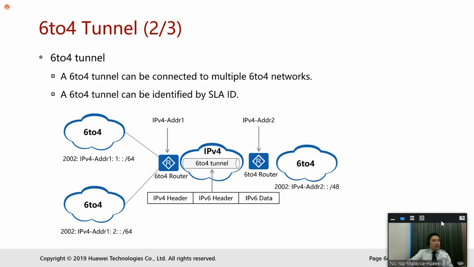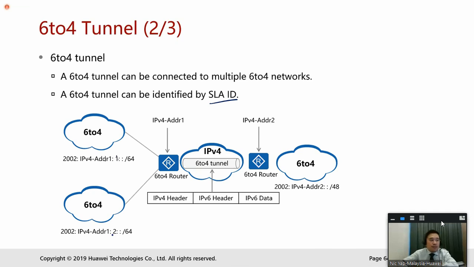Okay, so a 6to4 tunnel can be connected to multiple 6to4 sites. You can identify them using the address 1:2, by using the site SLA ID. Site 1 and site 2 are communicating to this single site on the other side. So you can use the SLA to differentiate which site you belong to on the 6to4 tunnels.